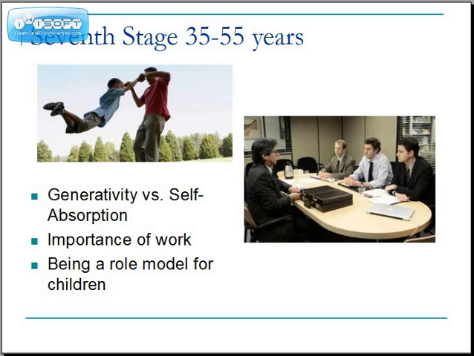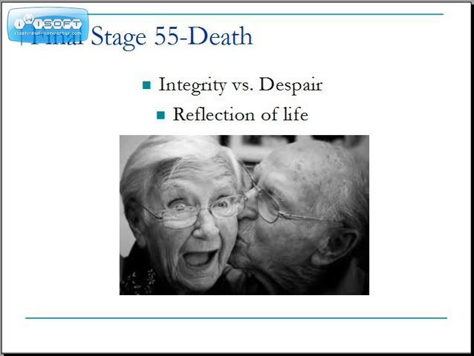Stage 7 deals with ages 35 to 55. The major conflict in this stage is generativity versus self-absorption. In this stage, the two biggest responsibilities to a person are their career and their children. Stage 8 deals with ages 55 to death. The major conflict of this stage is integrity versus despair. This stage is about life reflection.